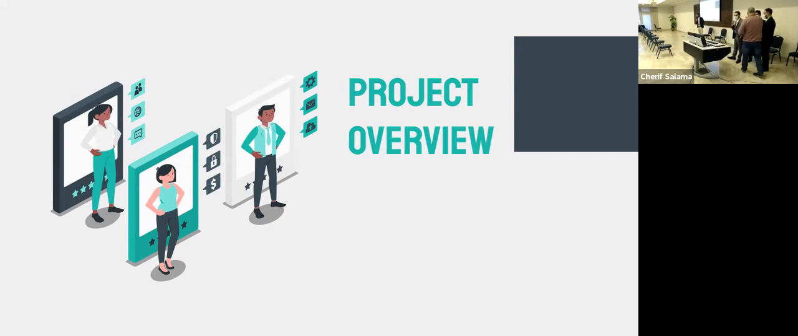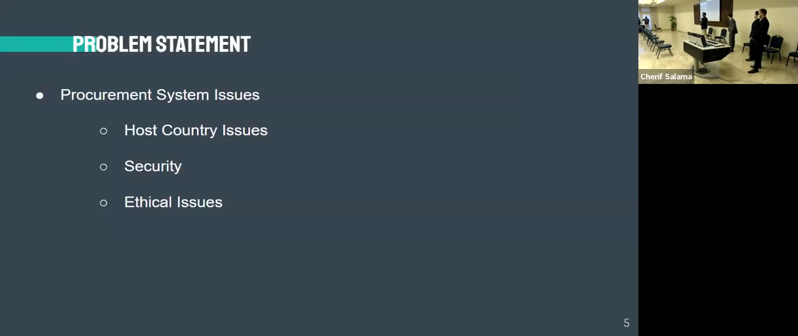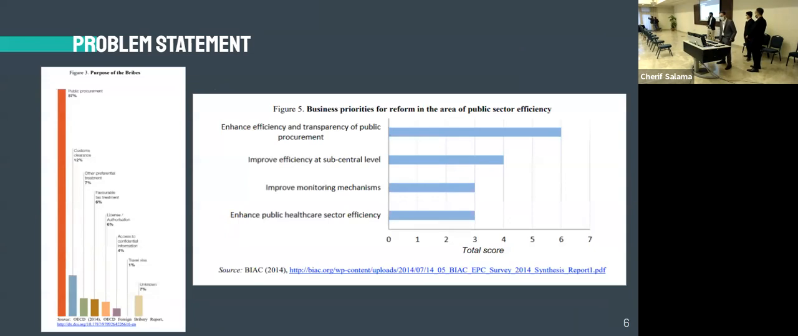Through our research, we have found that paper-driven procurement can cost businesses and governments huge amounts of money due to improper planning, due to security issues, and some ethical issues like unfairness of availability of information. In this slide, we have shown that 60% of bribery in general is due to procurement, and this is all the research that we have done.